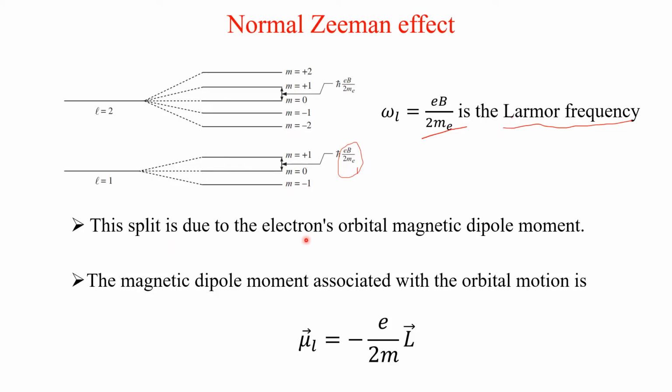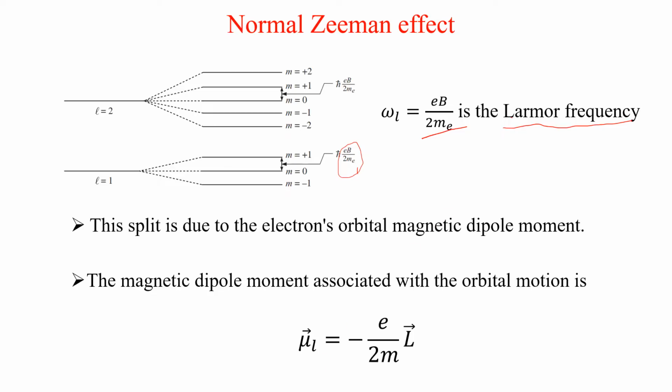This split is due to the electron's orbital magnetic dipole moment. The magnetic dipole moment associated with the orbital motion is, by definition, equal to mu_L equals minus e over 2m times L, where L is the orbital angular momentum vector. Normally we have to observe three lines or five lines. That is, we will have 2L plus 1 number of states.